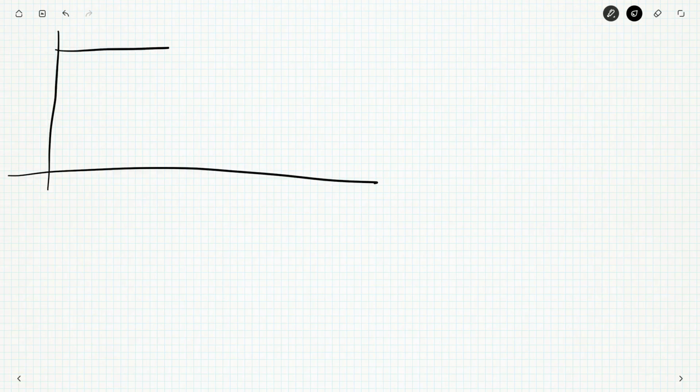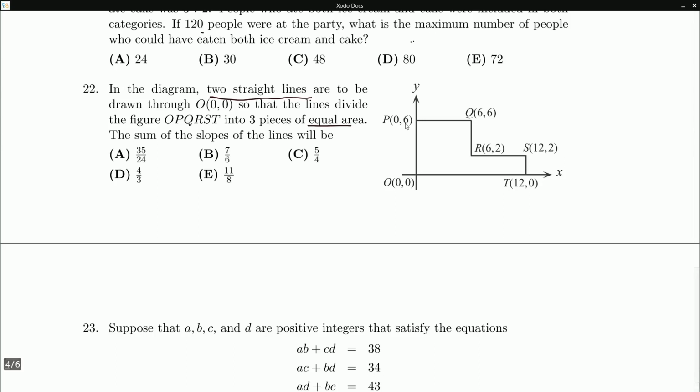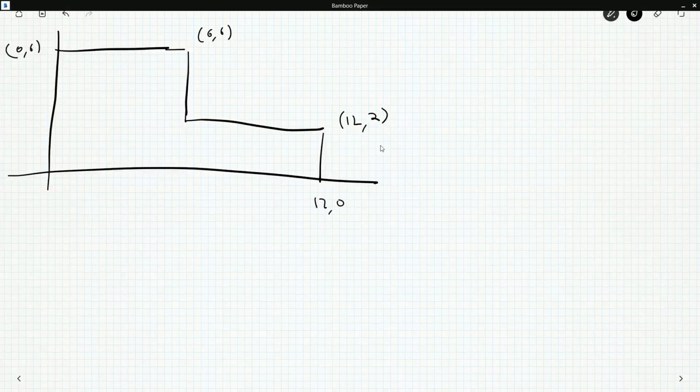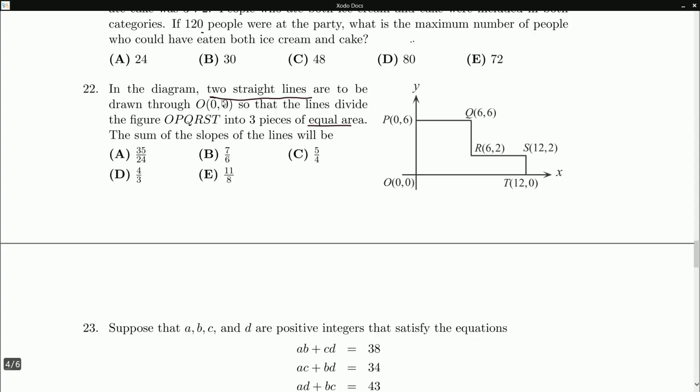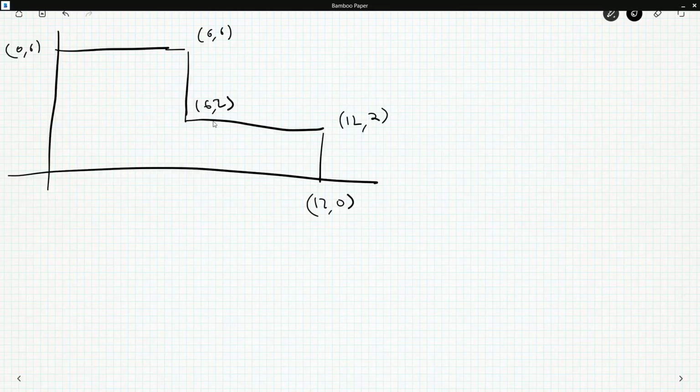So it starts at 0, 6. So a height of 6. And then it went over to 6, 6. So this is part of a square. And then I think I said it was 12, 2. Yeah, 12, 2. 12, 0. And this one would have to be 6, 2. Yeah, there we go.